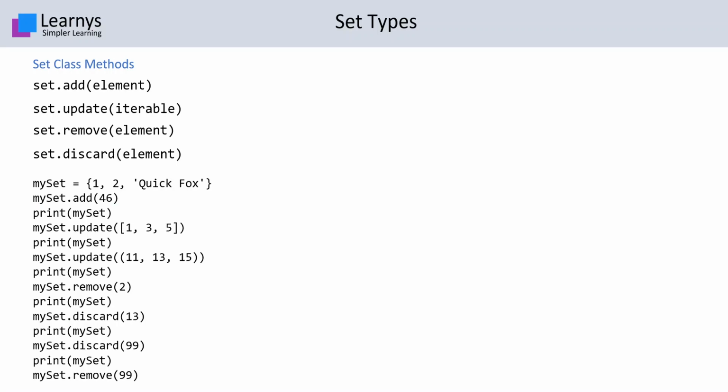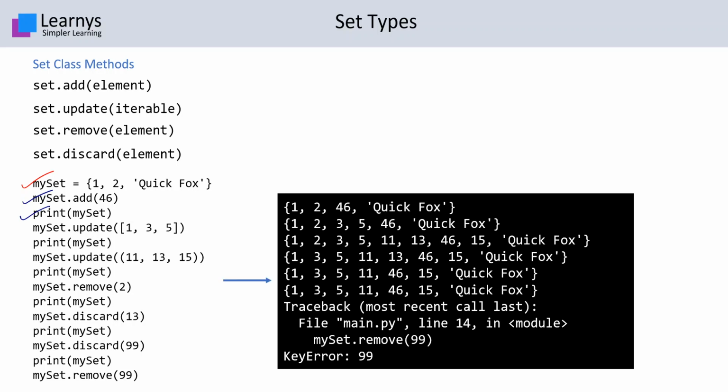Let's say you have a set having the elements 1, 2 and quick fox. For the first time, we add 46 to the set and then we try to print the set. Let's see the output. So the first output over here is having 1, 2, 46 and quick fox. Therefore, the number 46 has been added to the set using the add function. So we can simply say that this set.add(element) function simply adds the element to the set.